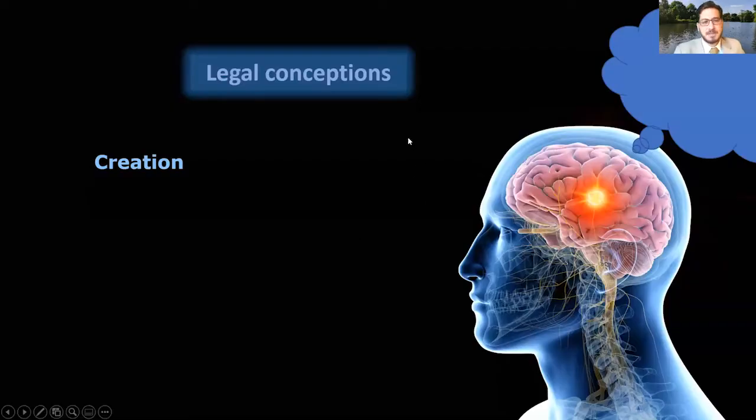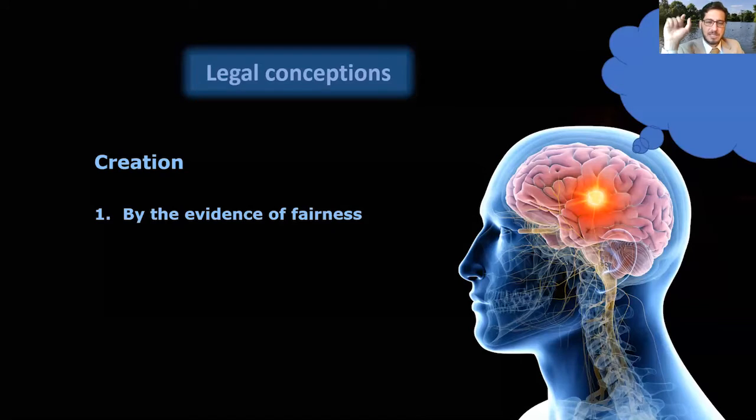And one of those conclusions could be related with the legal field, with the law. And that conclusion will be what we call a legal conception. So by evidence, by reflection, and you will see something else, no? How are legal conceptions created? Well, by the evidence of fairness. It's not just an evidence of the senses, but the evidence related with the law.